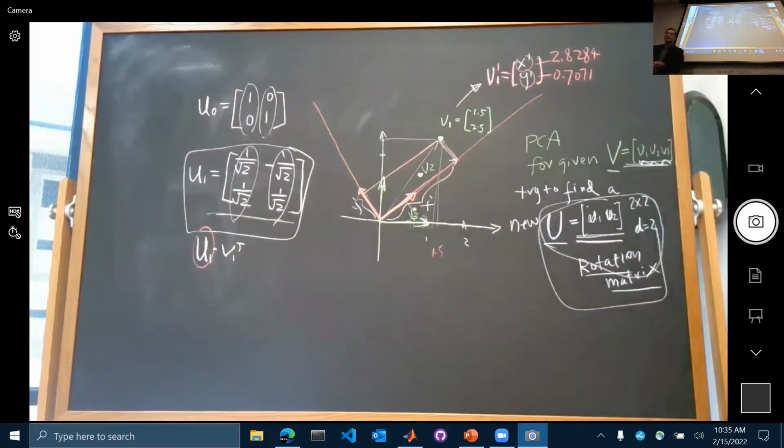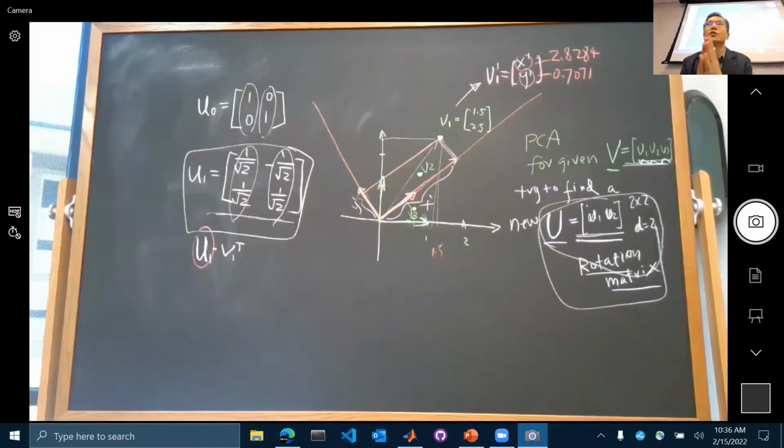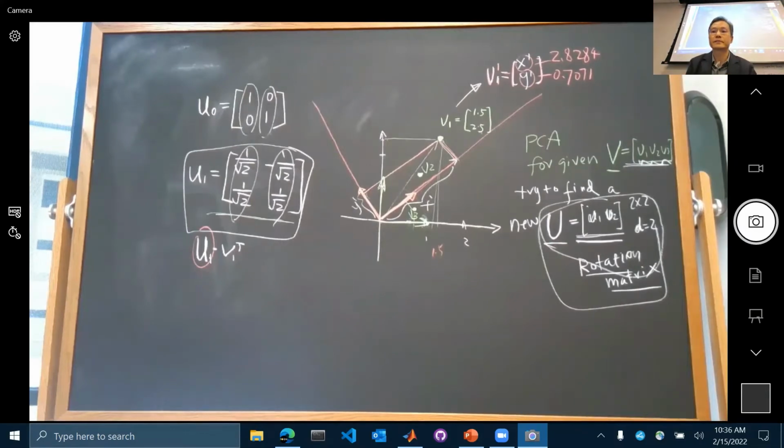So PCA is a way to find a new coordinate system for your data in order to show them more dispersed. To show the data points more dispersed. So now I'm going to use an example in MATLAB to show I can do a 3-dimensional PCA.